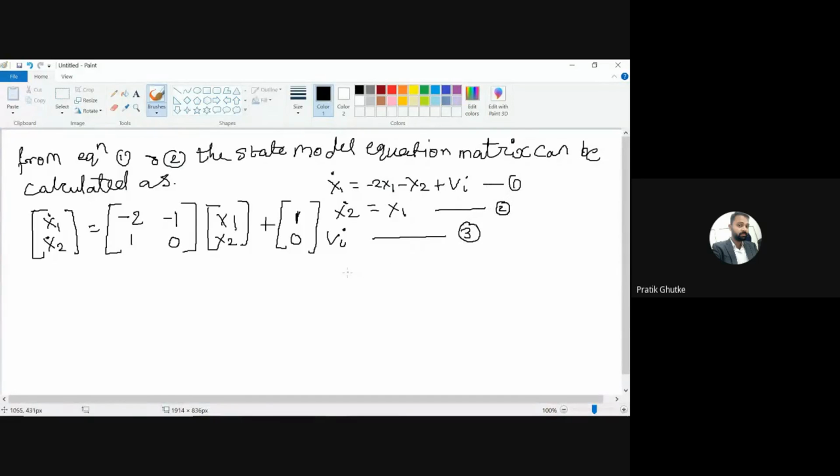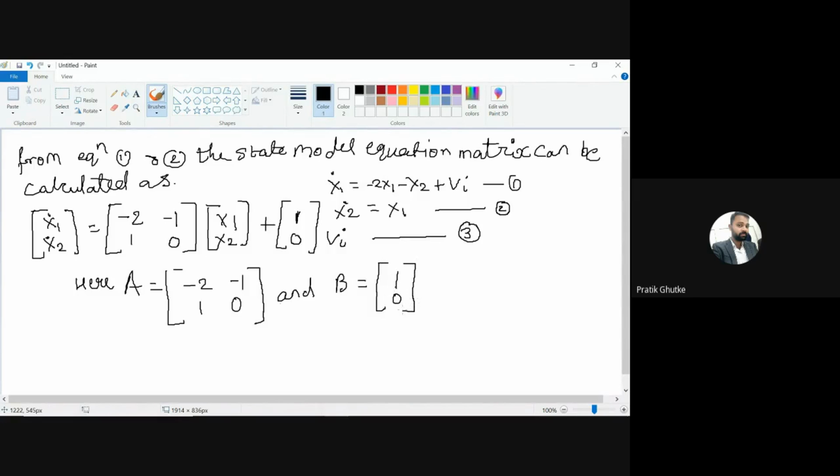So here, from equation number 3, the A matrix is nothing but minus 2, minus 1, 1, 0. This is my A matrix. And what is my B matrix? B matrix is 1, 0. So first part, matrix A and B, I have calculated.